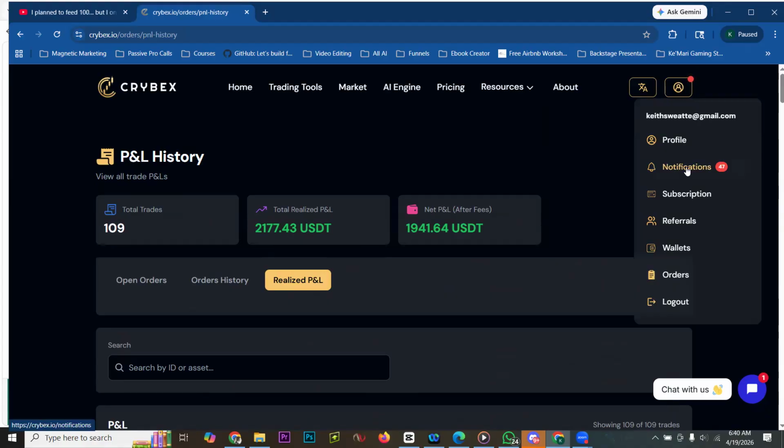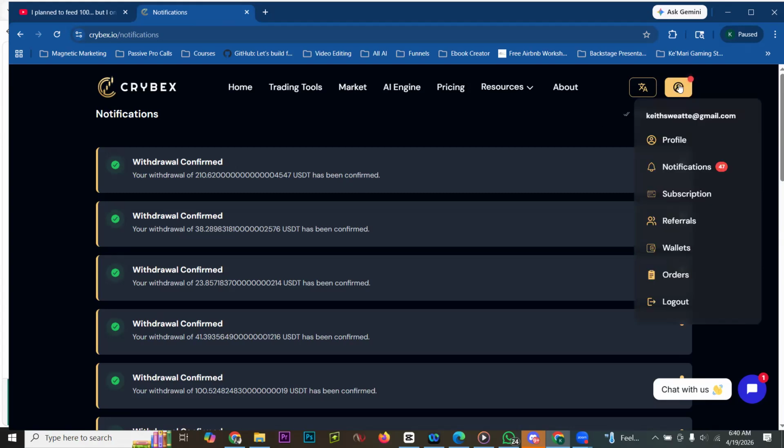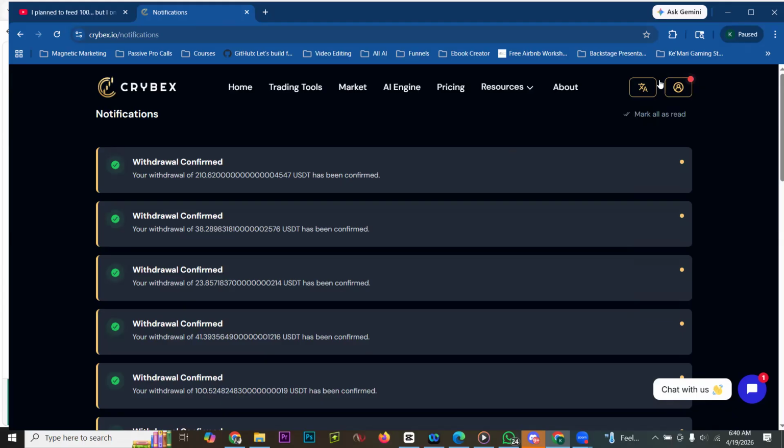And of course, notifications is notifications. When you withdraw, you get a notification. When anything happens, you get a notification, right? And that is your back office overview.